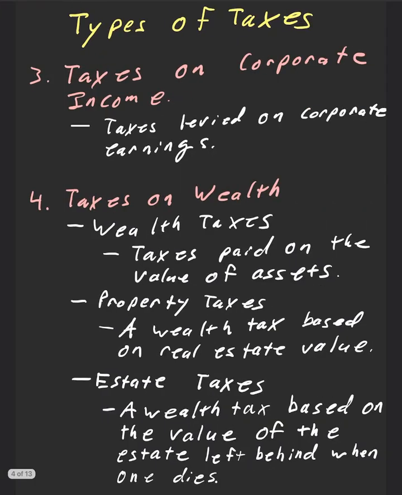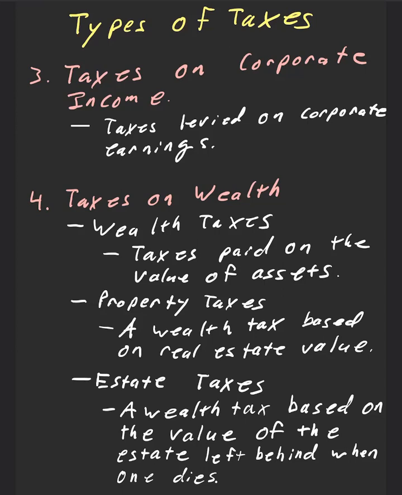So payroll taxes, income taxes. Our third type here is tax on corporate income. So these are taxes levied on corporate earnings. And one of the things we're going to talk about in this and the next video both is this idea of you can't tax an institution, right? You can only tax individuals, and the individuals associated with that. We're going to get into that in our next lecture with tax incidence.